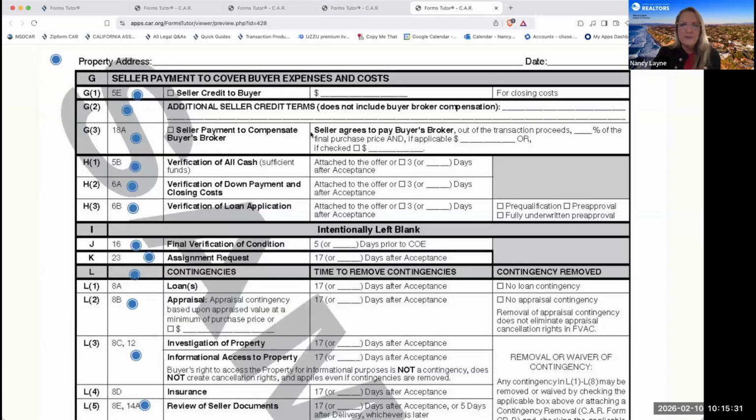So the verification of all cash obviously makes sense. The thing that's interesting to me is I don't know anybody that says that verification for all cash will be after acceptance. I don't understand how that would be in the benefit of a seller to have a buyer say, yeah, I got a ton of money, but I'm not going to show you until after you agree. Almost always it's going to be included with the offer, but it does allow, should there be some circumstance where that isn't plausible or acceptable or doable, that they would have 3 days, or you can fill in an amount of days after acceptance to provide that information.